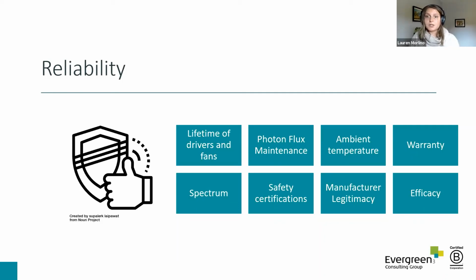What happens when you call the customer support line? Do they help you with grow room layouts? What's the process if a light has an issue or a warranty claim?